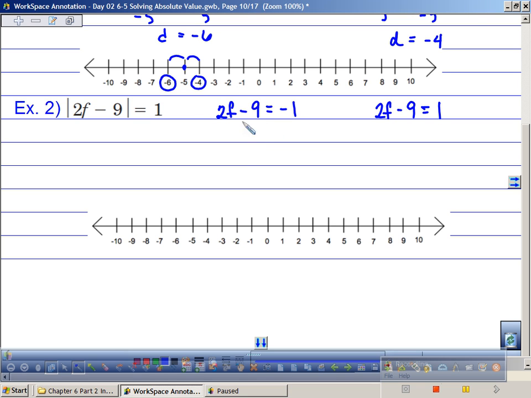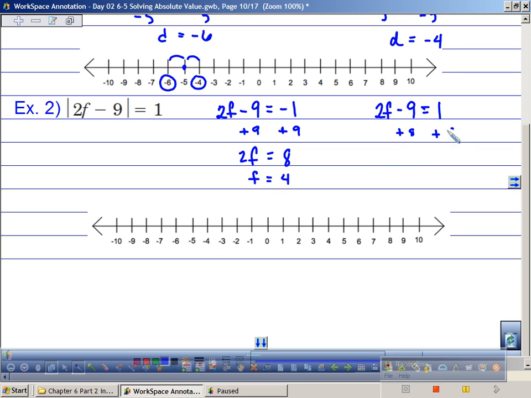Two-step equation, guys. How do I solve for this? Add 9 to both sides. When I add 9 to both sides, I get 2f's are equal to 8. And if 2f's are equal to 8, then 1f is equal to 4.